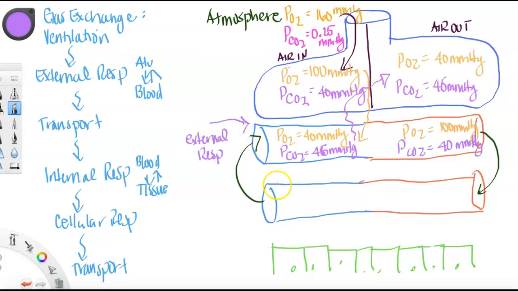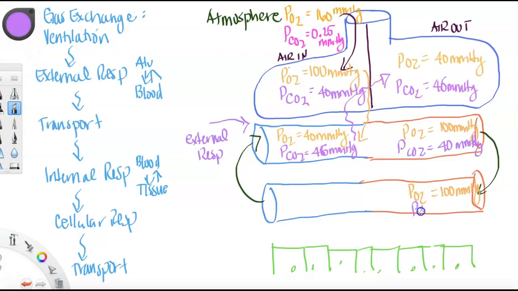So that is just what we just did. Okay, now the blood is transported to the tissues. So now we're at the capillary bed of the tissue. When the blood enters the capillary bed, it's oxygenated. So the PO2 at the beginning of the capillary bed is going to be 100 millimeters of mercury.